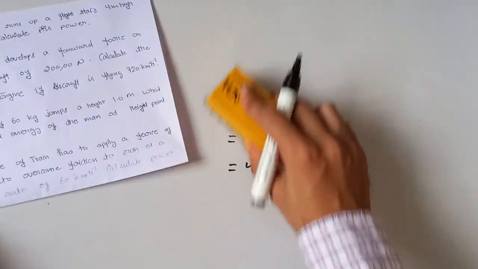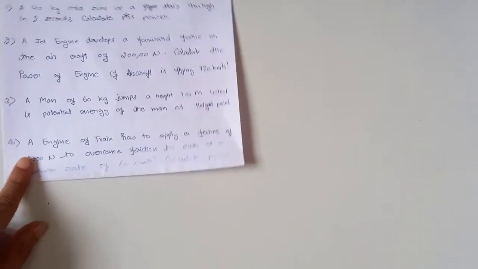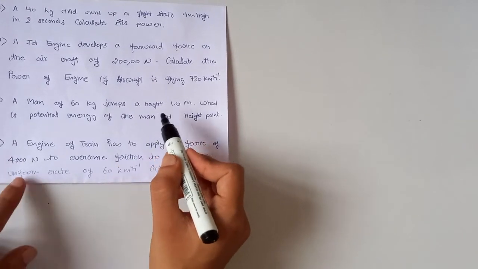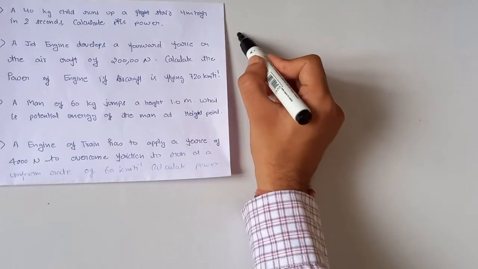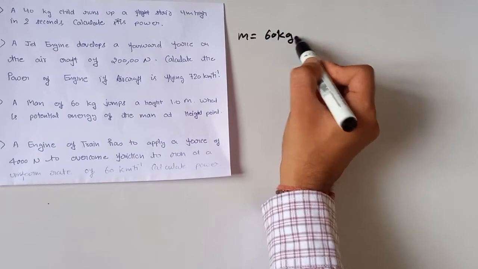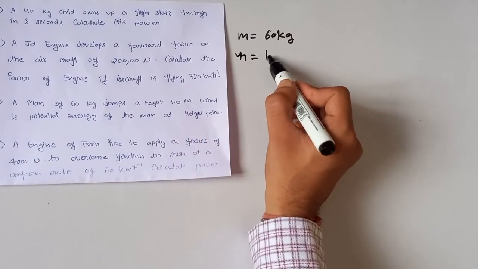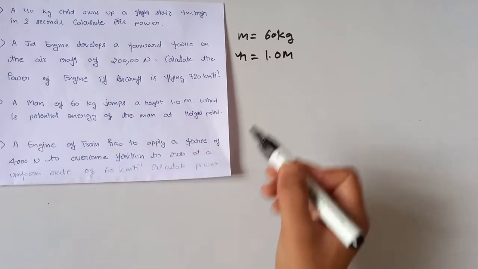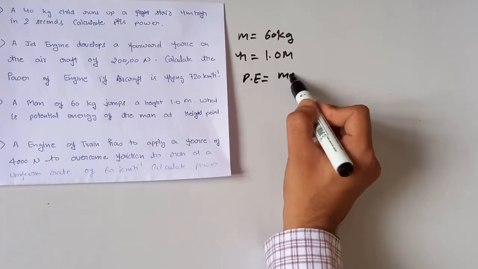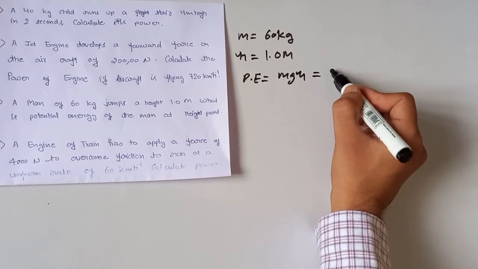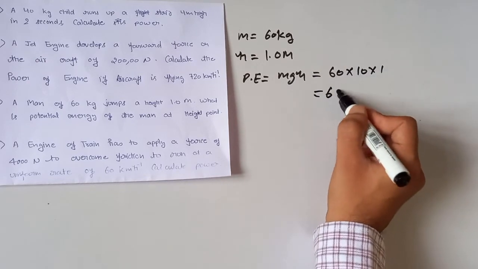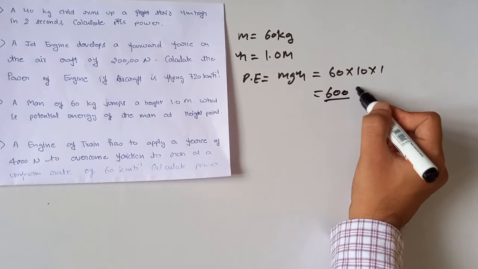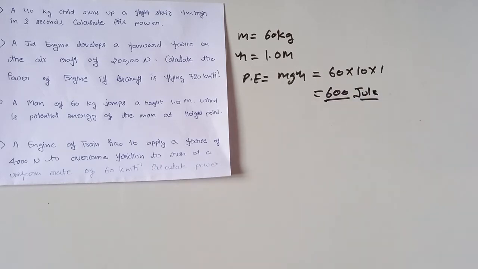Our next numerical is: a man of 60 kg jumps to a height of 1.0 meter. What is the potential energy of the man at the highest point? A man having mass m equal to 60 kg jumps to a height of 1.0 meter. We know that potential energy at the highest point is given by mgh, which is 60 into g, let g be approximately 10, into 1, which is equal to 600 joules. It is our potential energy. I hope this numerical is also clear to you.